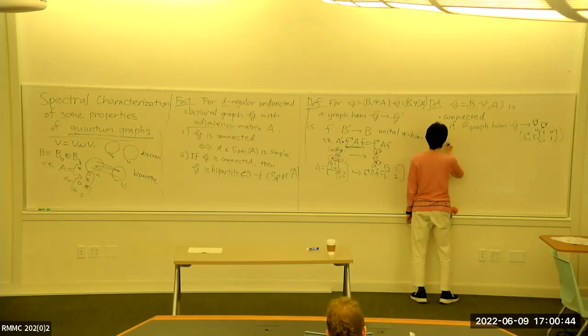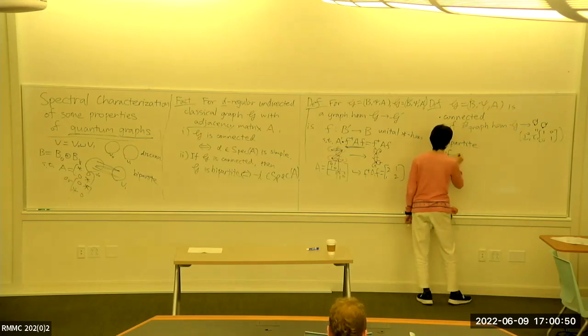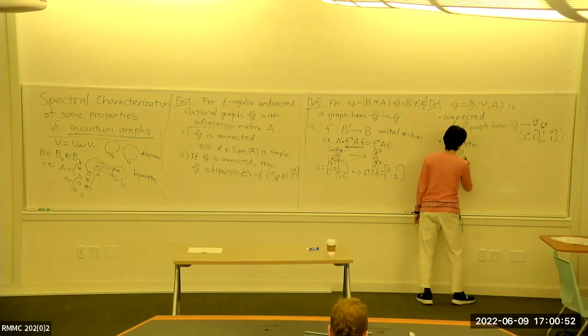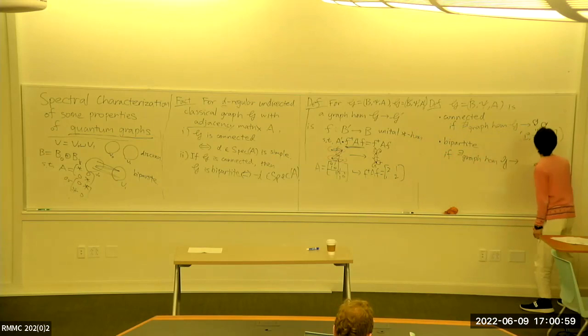And we say it is bipartite if there is a graph homomorphism to the complete graph K2.